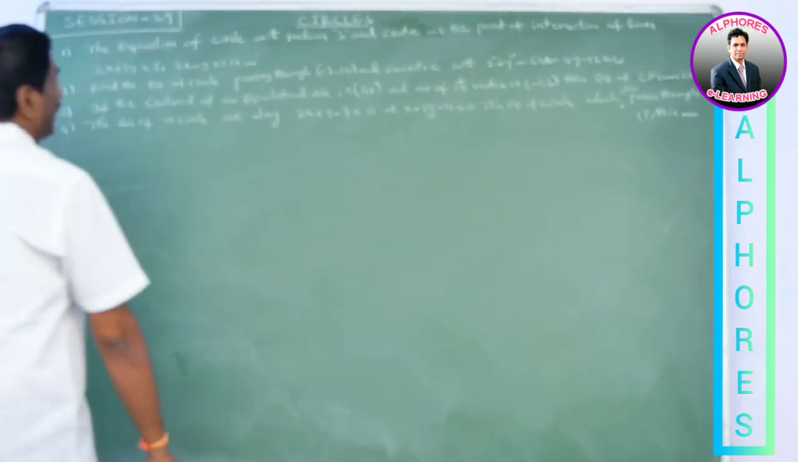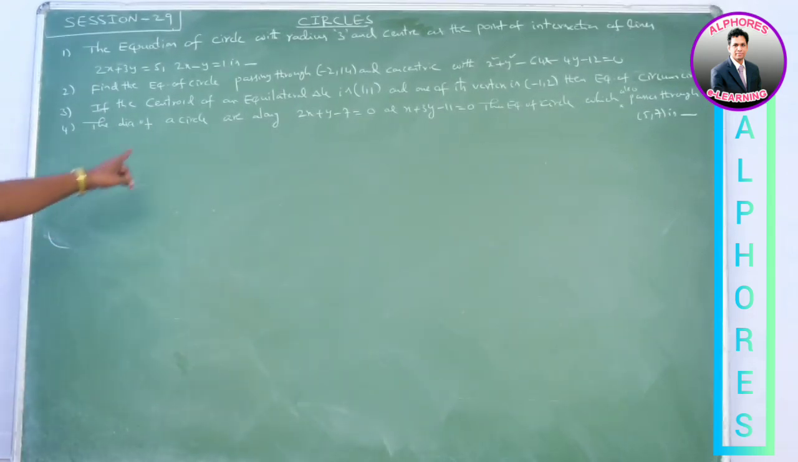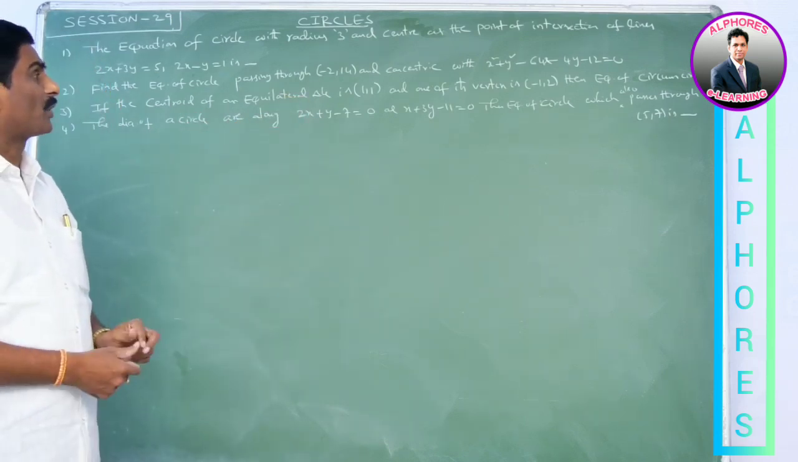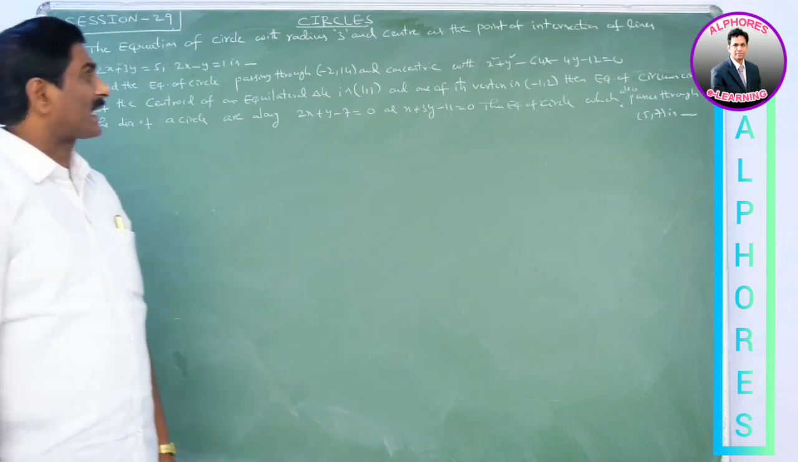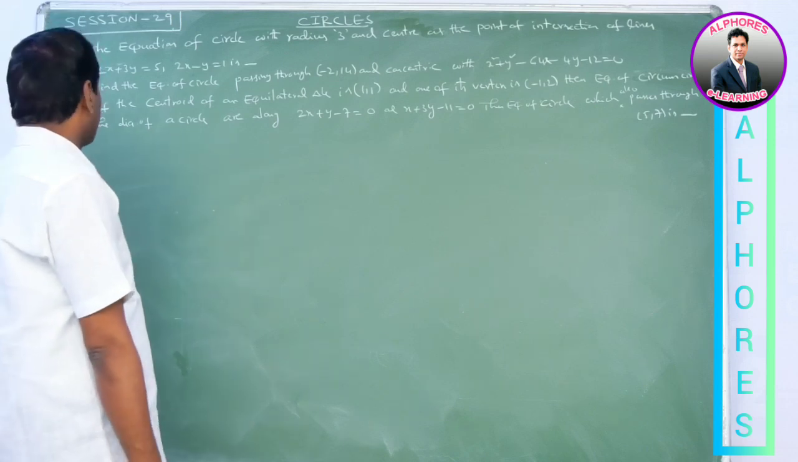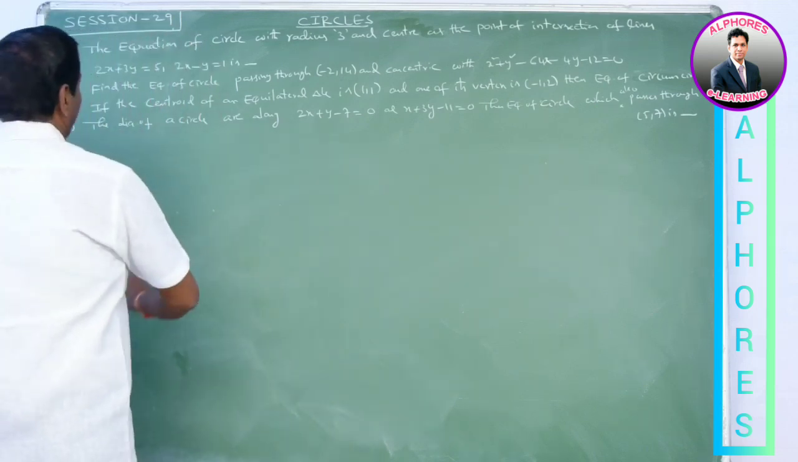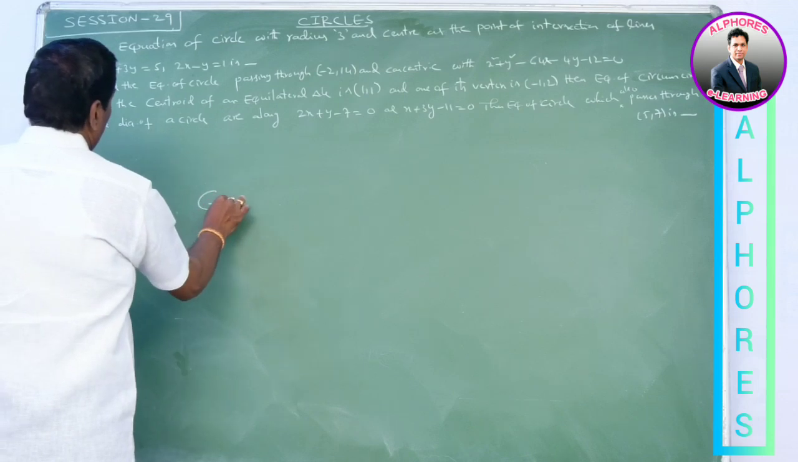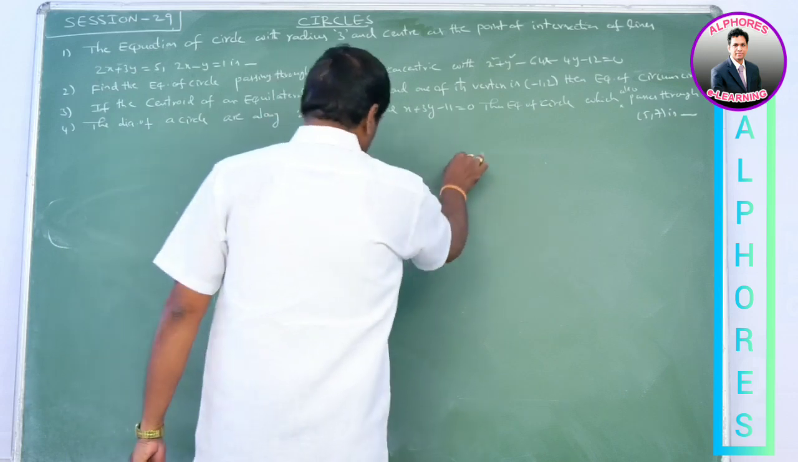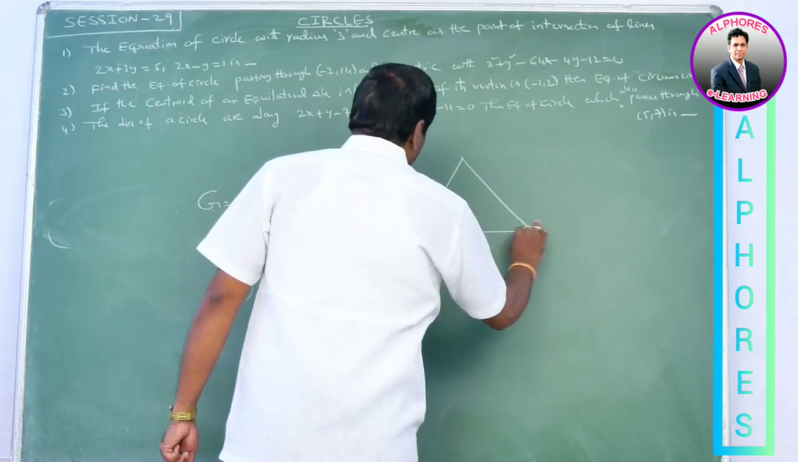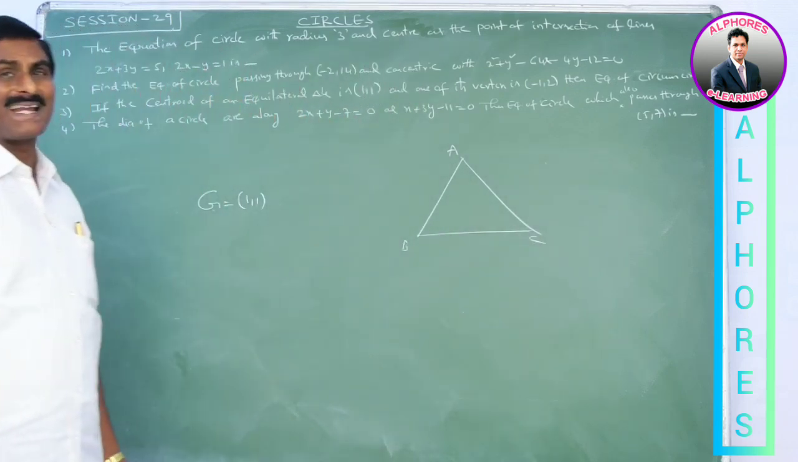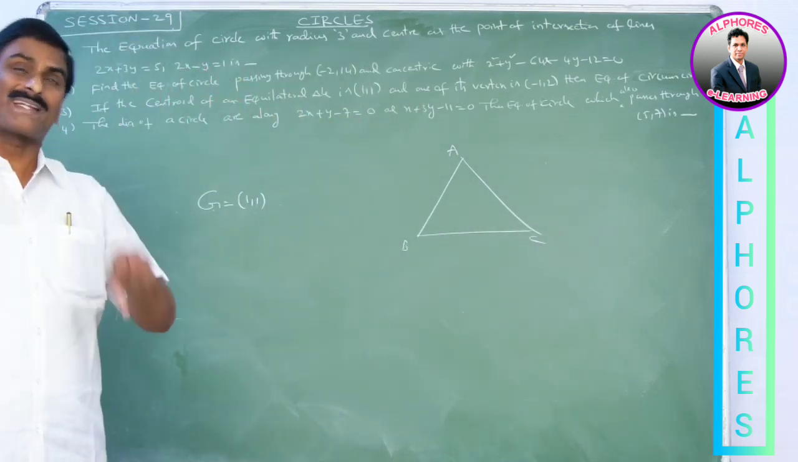If the centroid of an equilateral triangle is (1, 1), and one of its vertices is (-1, 2), then the equation of the circumcircle is dash. From the given, the centroid of the equilateral triangle G = (1, 1). The given triangle is an equilateral triangle. In an equilateral triangle, orthocenter = circumcenter = incenter = centroid. All the centers coincide.